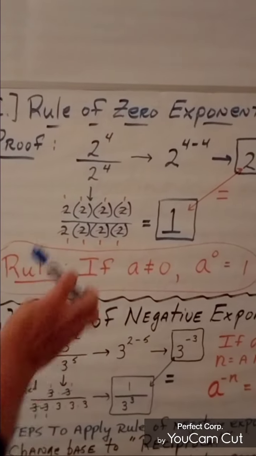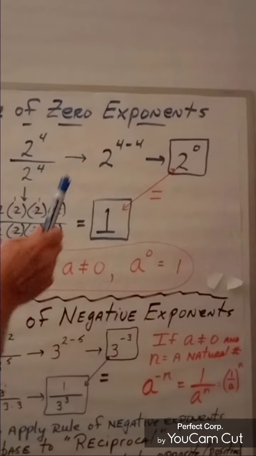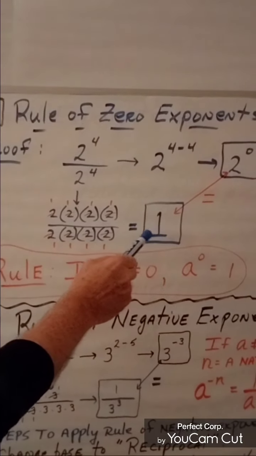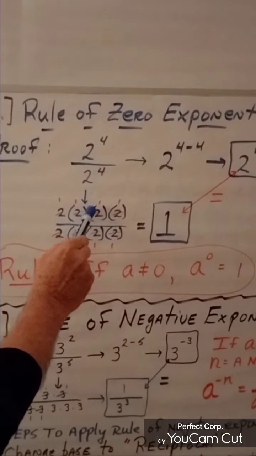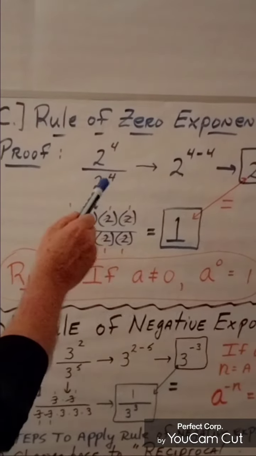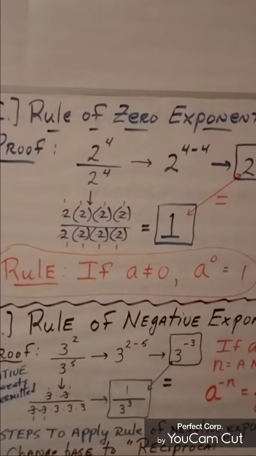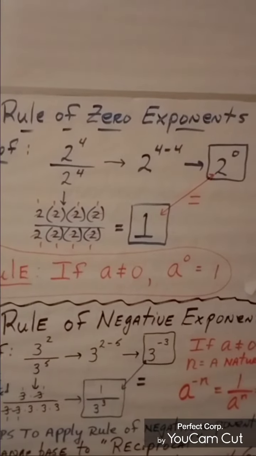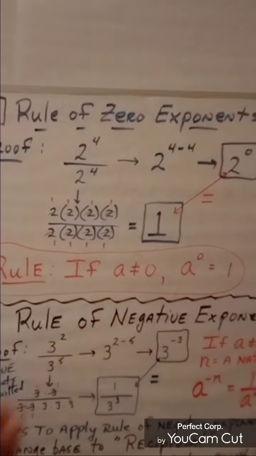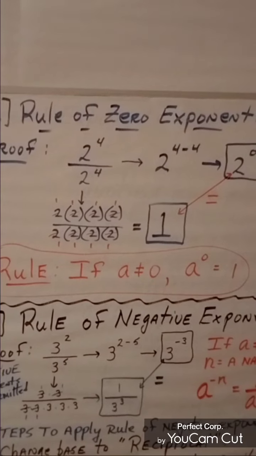Now, if we got 2 to the 0 as an answer using the quotient rule, and we got an answer of 1 when we wrote out the meanings of the numerator and the denominator, and they're both true statements, then the following must be true. 2 to the 0 must mean the same thing as 1. They must be equal to each other, and they are.